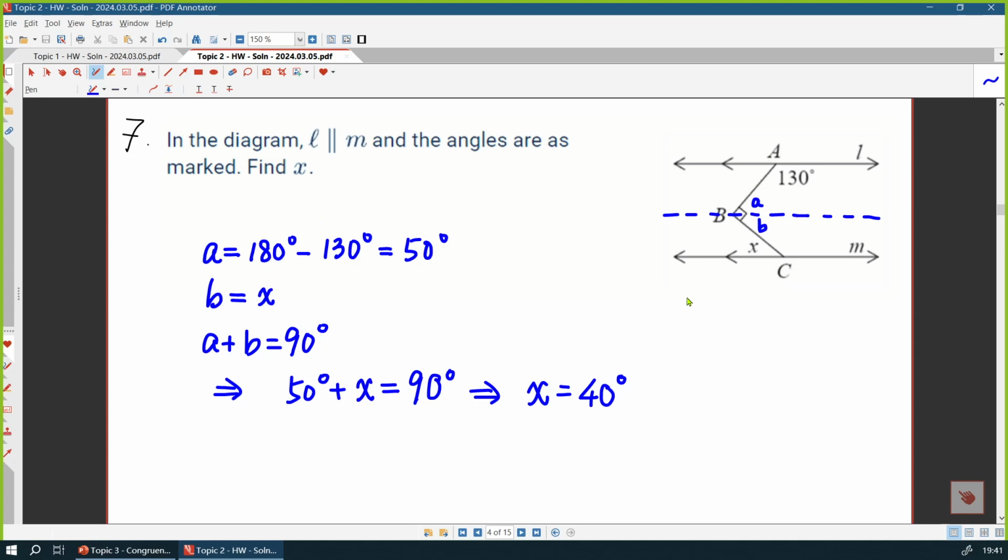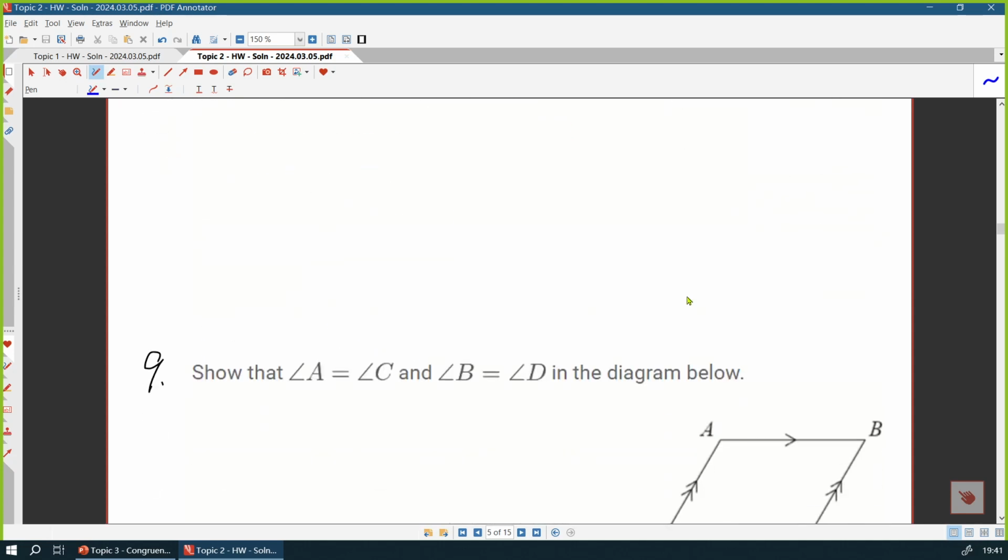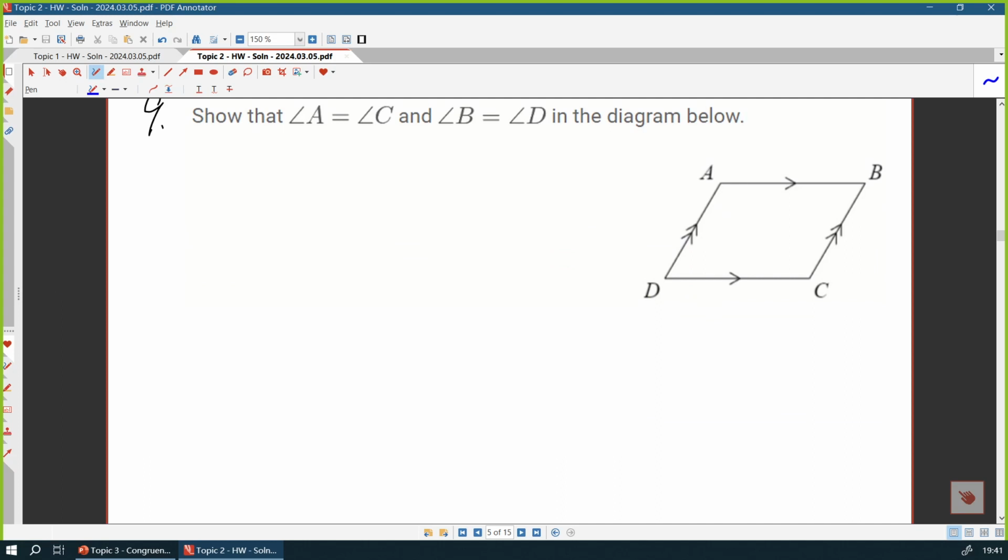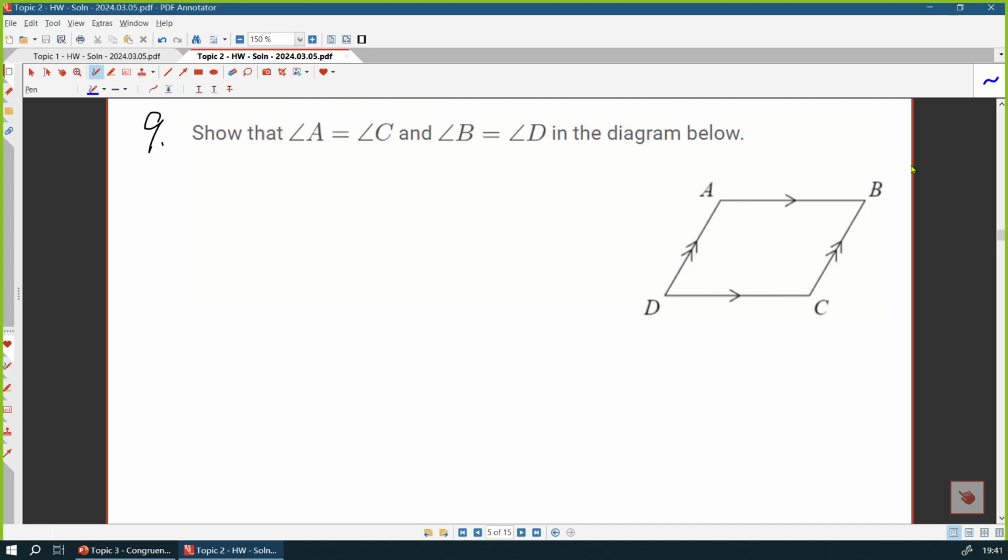Okay, next one is number 9. Show that angle A equals angle C and angle B equals angle D in the diagram below. Of course, the question itself is straightforward, so be careful with your discussion here. You need to write your analysis in formal mathematical language. So you should write it like this.